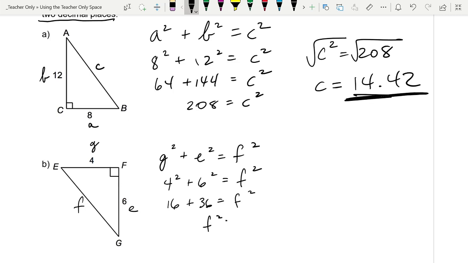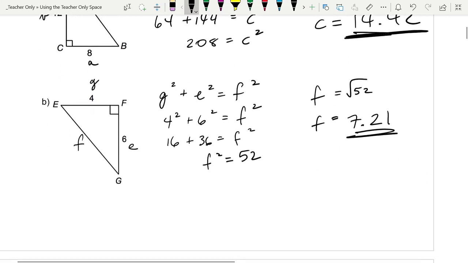So f squared equals the square, oops, no, that's wrong. Don't write that. F squared is equal to 52, so f is equal to the square root of 52. And let's see, 52 square rooted, 7.2, but the next decimal is a 1. Nice job on getting the 2 there, estimators. Any questions on how we did that? There is one level tougher than this. What if we knew the hypotenuse and you were looking for a side?